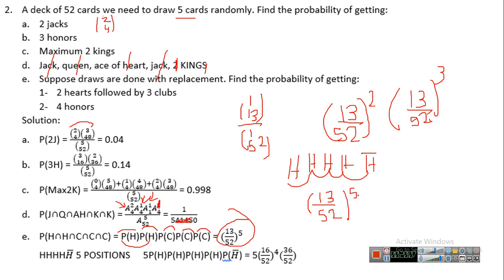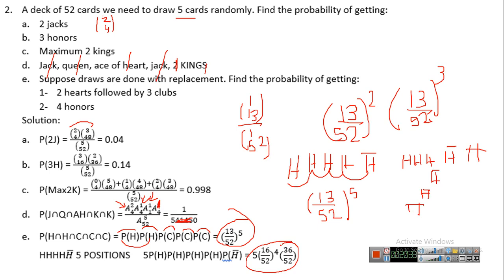However, if I say I want 4 hearts, and I didn't say the order, you're going to tell me I can have it this way, or I can have heart, heart, heart, not heart, heart. Or I can have the not heart here, or here, or in the first position. So how many positions do I have? I have 5 positions for not having a heart.